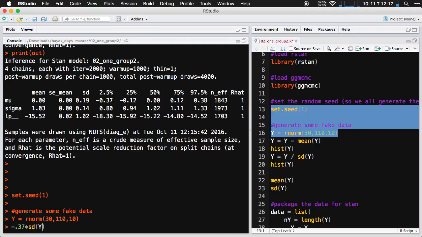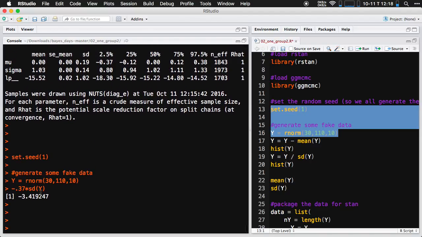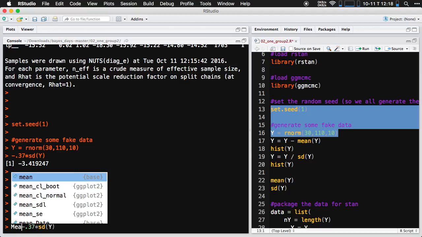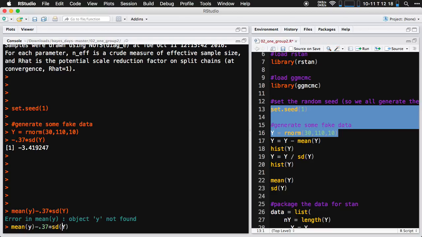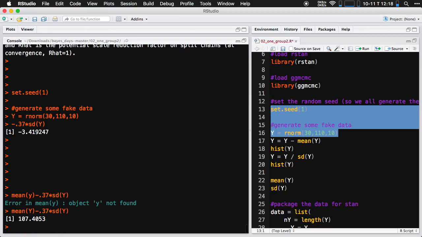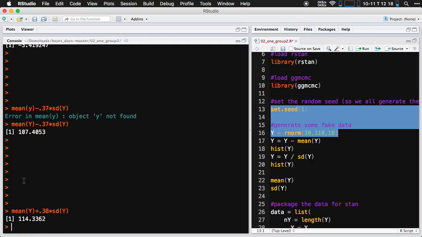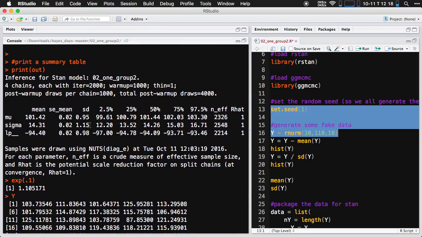So now I guess we would say negative 0.37, we'd say mean of y, big Y. All right, so about 107 to 0.38. So 107 to 114, and that actually was pretty much what the original thing had said.